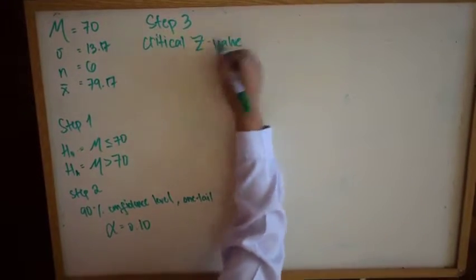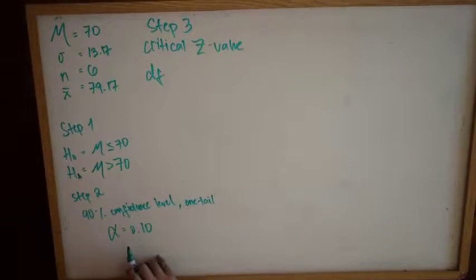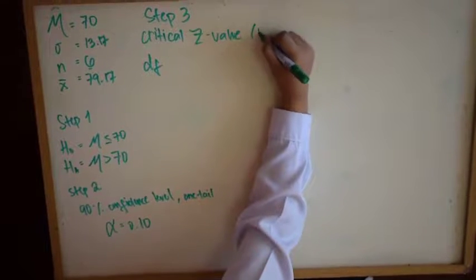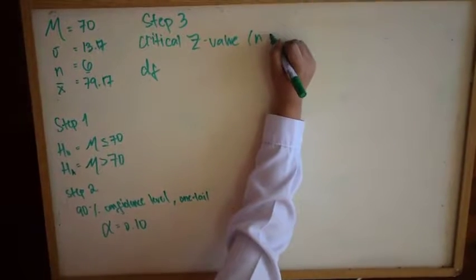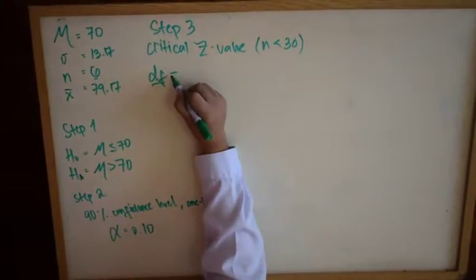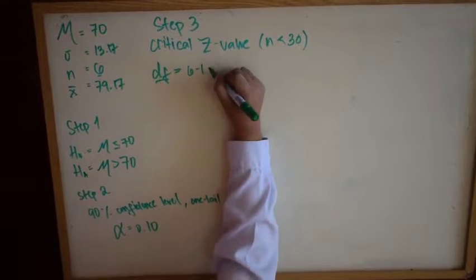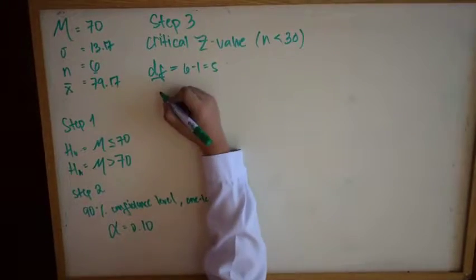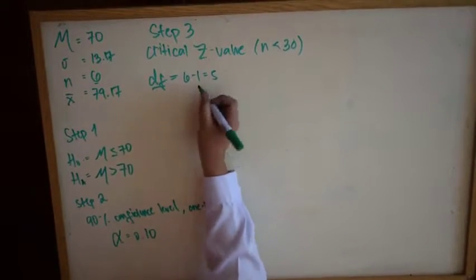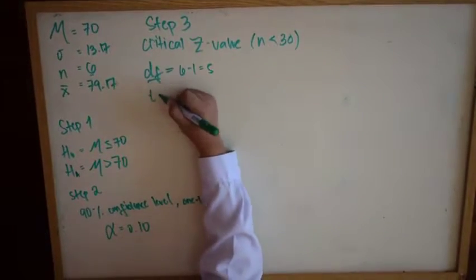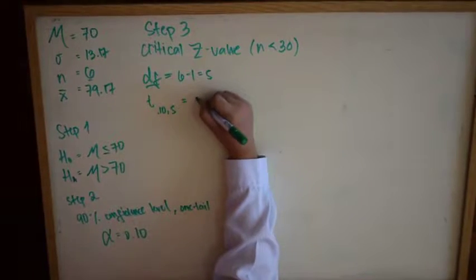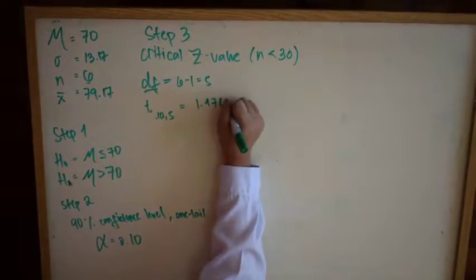We have a sample size of 6, which is definitely less than 30. So we will use degrees of freedom. Degrees of freedom is equal to n minus 1, and substitute n with 6. 6 minus 1 will equal 5. In the t-table, we will look at 0.10 alpha and at 5 degrees of freedom, and we will get the critical value of 1.476.